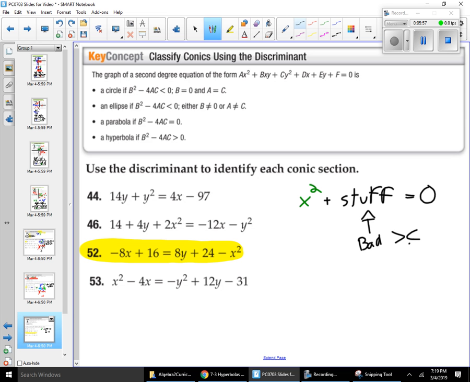But if all we care about is what kind of conic we're looking at, hey man, A, B, and C are all you need, and there's not going to be any B's. So take a look at what we have here, B squared minus 4AC. It's silly because we don't have a B, we don't have a C. Discriminant is nothing.